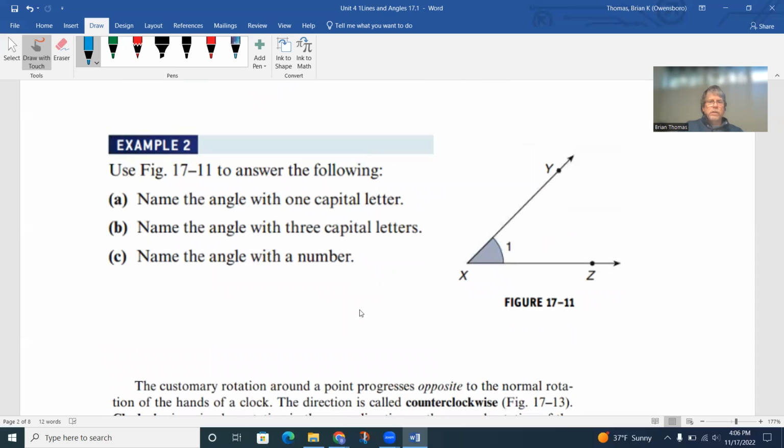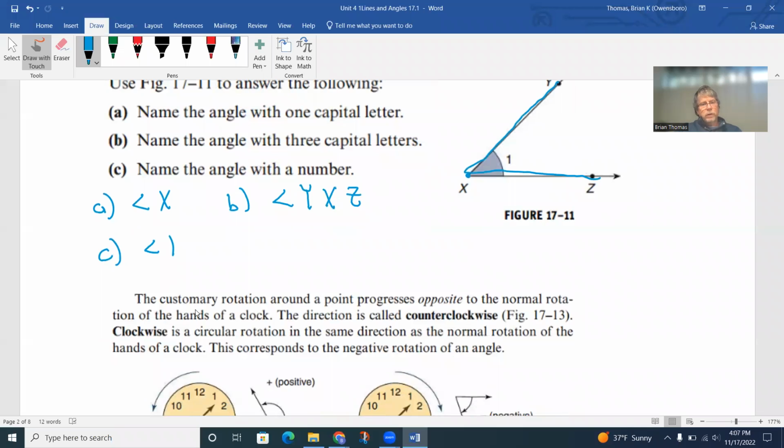So if I look at this example here: name the angle with 1 capital letter. If I name it with 1 capital letter, it has to be the vertex. So since X is the vertex, this will be called angle X. Name the angle with 3 capital letters. If I do that, remember the vertex has got to be in the middle. So if I go from Y to X to Z, that would be one way to name it. So YXZ would be using 3 capital letters. C, name the angle with a number. Notice how there is a number here, so we can name it as angle 1. That would be 3 ways to name this angle.